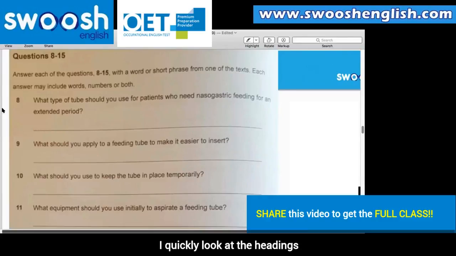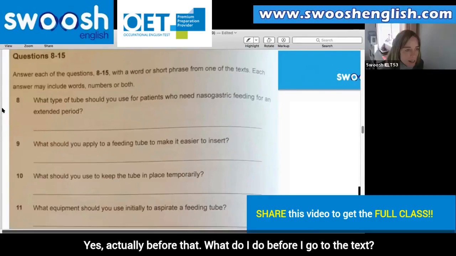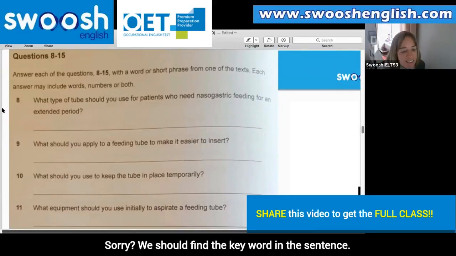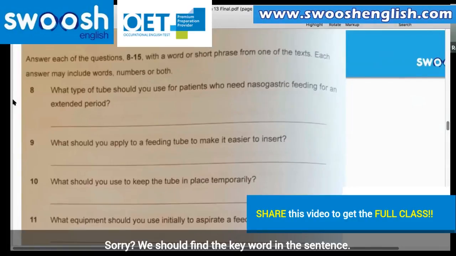Quickly look at the headings. Yes. Okay, actually before that, what do I do before I go to the text? Sorry? We should notice the keywords in the sentences. Yeah. The question keywords, okay, and think of synonyms possibly, okay? Good, well done, Rahele. So what are the keywords in this question? Type of tube. Yep. And extended period. Excellent, right.